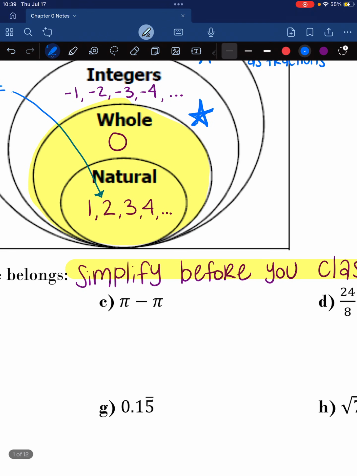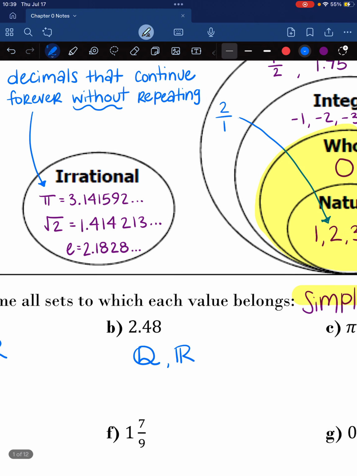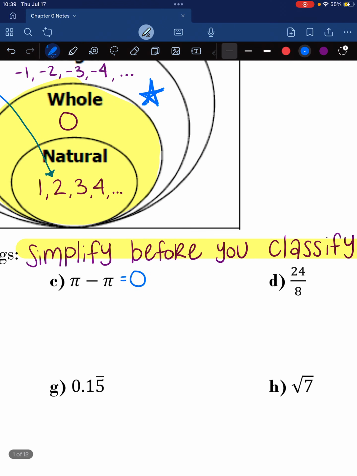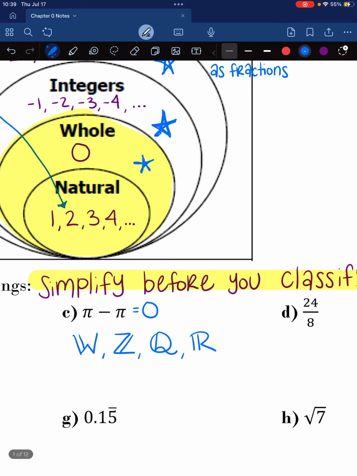Okay, here's an expression. We can simplify this expression. So pi minus pi is 0. So even though pi is an irrational number, it simplifies to 0, so I'm going to classify 0. 0 is a whole number. So I'm going to get that double struck W. Whole numbers are also in the integer circle, so I have that double struck Z. Those are also rational numbers, and they are real numbers. So we have quite the list going on there for pi minus pi.